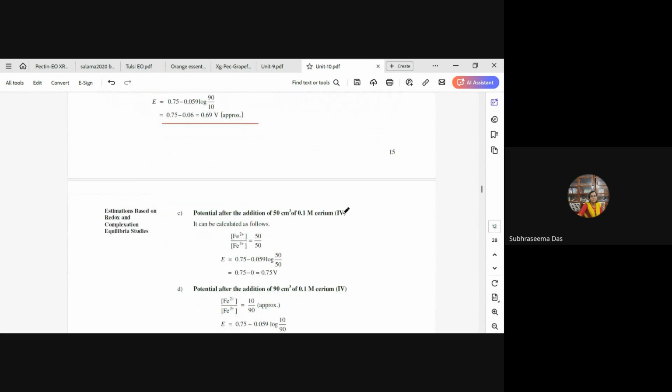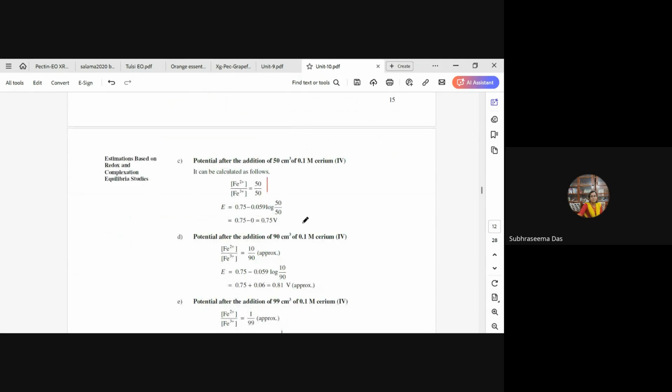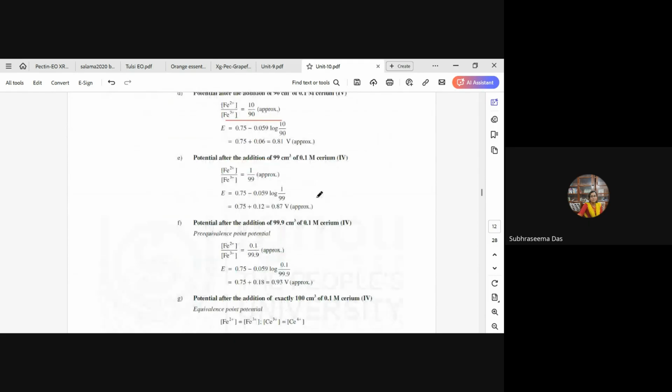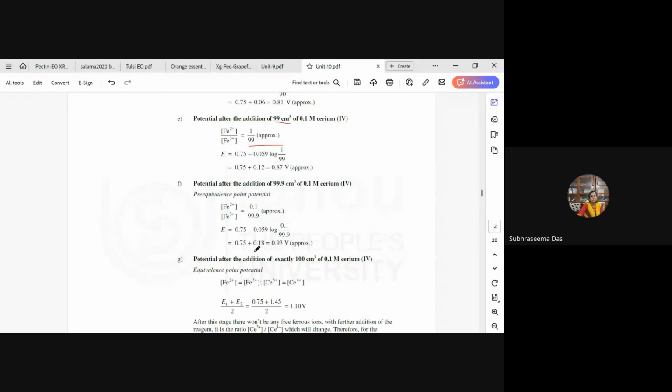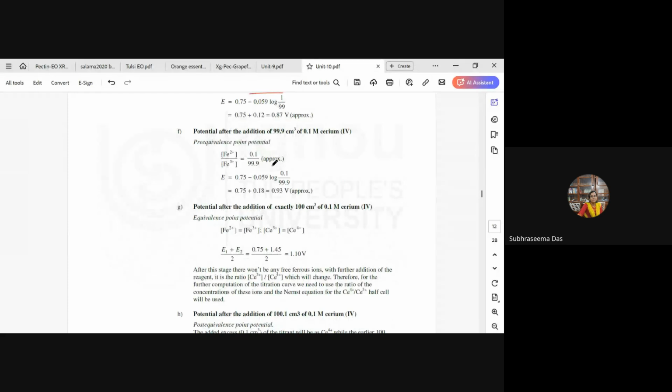Then the potential after addition of 50 ml of 0.1 molar cerium 4+. Here the concentration can be given as this. Then after addition of 90 ml of 0.1 molar Ce4+, the concentration of Fe2+ becomes 10 and Fe3+ becomes 90. For the potential after adding this, we just need to put in all the values and then we can compute E1 and E2.